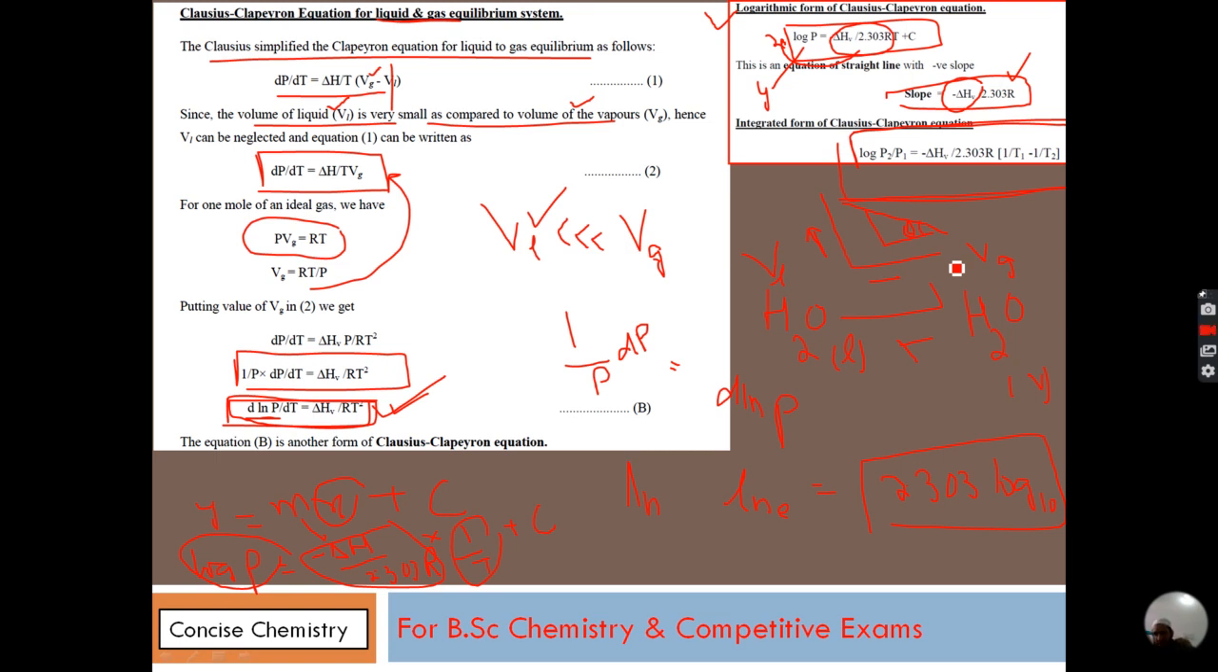So the aim is that if you have any phase transition, you can correlate pressure, temperature and enthalpy through different ways. Particularly if you are doing some experiments, then this logarithmic form is useful, because it is a straight line equation. From the slope you can easily calculate the enthalpy change, depending on whether it is vaporization, enthalpy of fusion or enthalpy of sublimation. So you can do that.